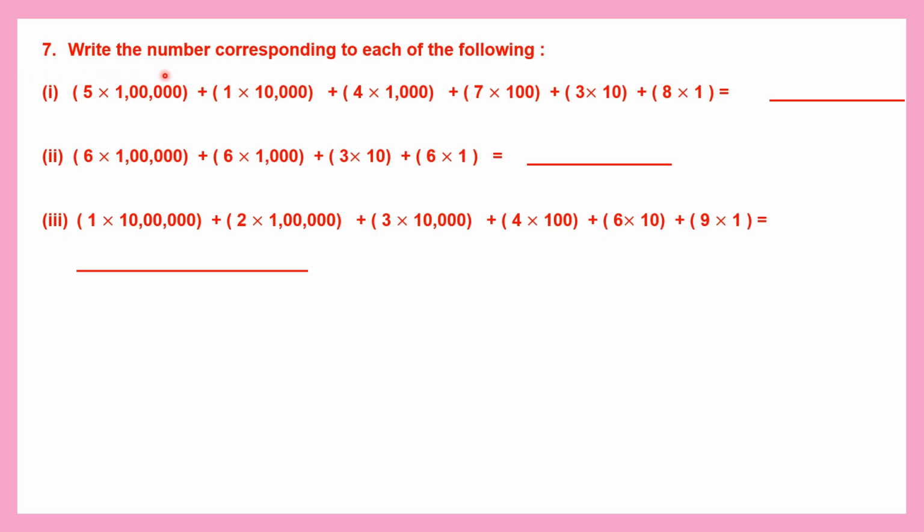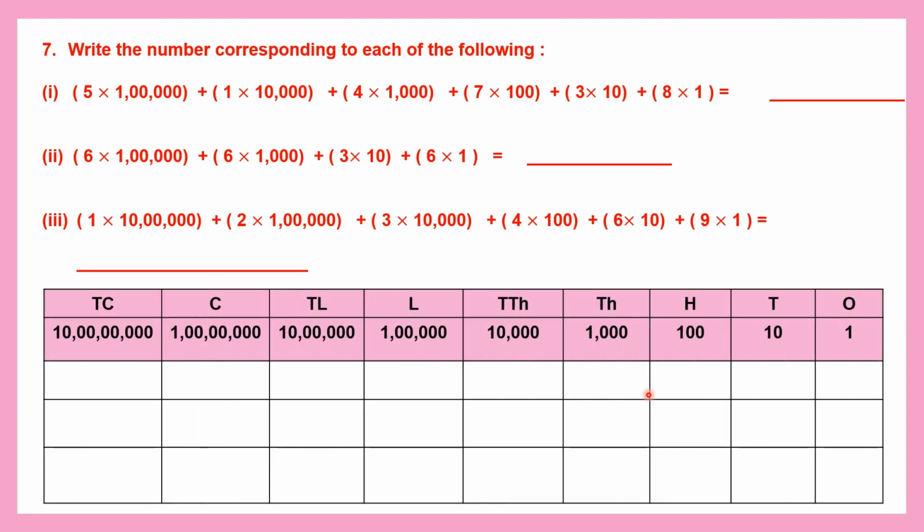Question 7. Write the number corresponding to each of the following. So this time the expanded form is given to us. We have to write the corresponding number. Once again, let's make use of the place value chart. So the place value chart makes it very easy for us to write in the expanded form as well as in the standard form.